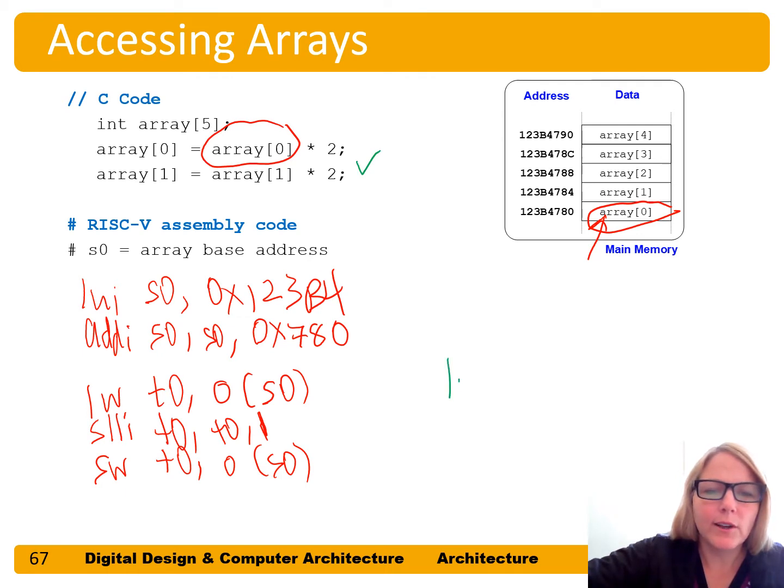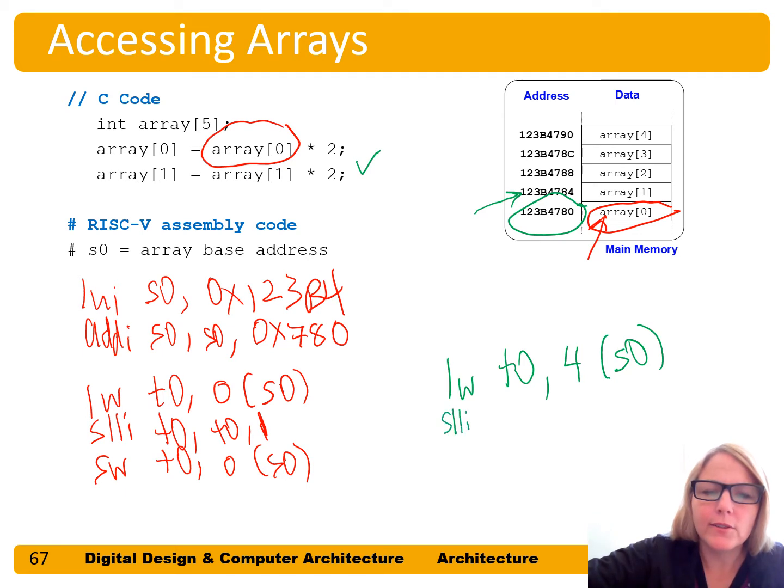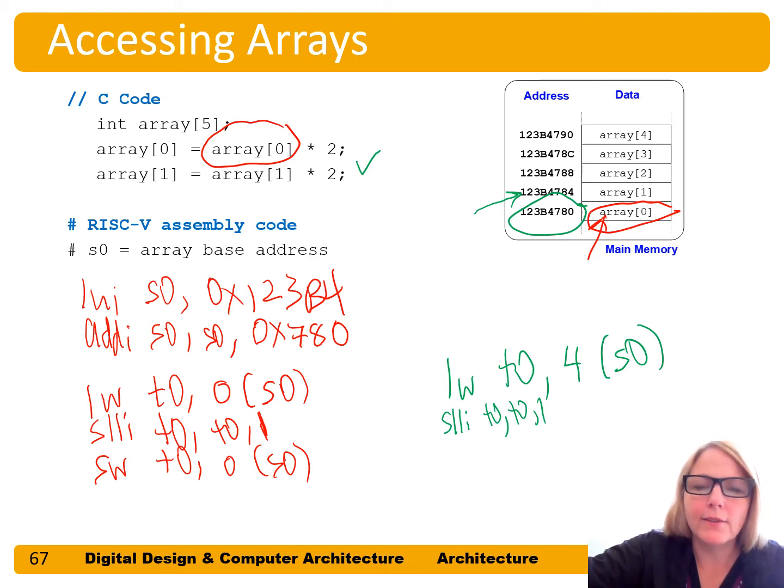Now we can do very similar code: load word T0. We're done with T0, so we can overwrite it, but now we have the offset of 4, because we now want to access the base address plus 4. Here's our base address plus 4, and here's 4 plus our base address. And now we're going to shift left logical immediate T0, T0, 1, to multiply that data value that we just loaded from memory. Now we're going to store it back into the same address, the base address plus 4, to access index 1.